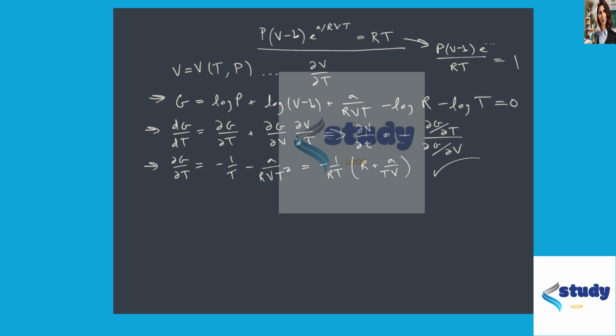Now we can calculate the other partial derivative, partial G over partial V. If we look at terms that have an explicit factor of V, there's this one and there's this one. So that is going to give us 1 over V minus b minus A over RV squared T. Again, we can pull out a common term of 1 over RT, and we can write this whole thing as RT over V minus b minus A over V squared.